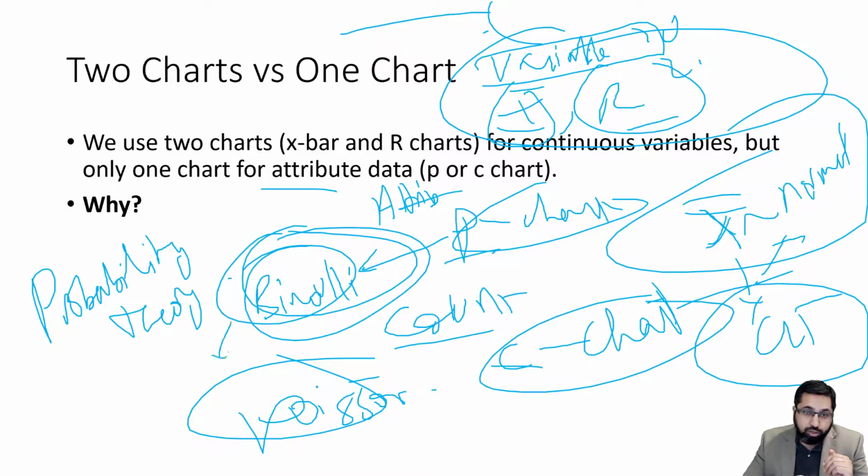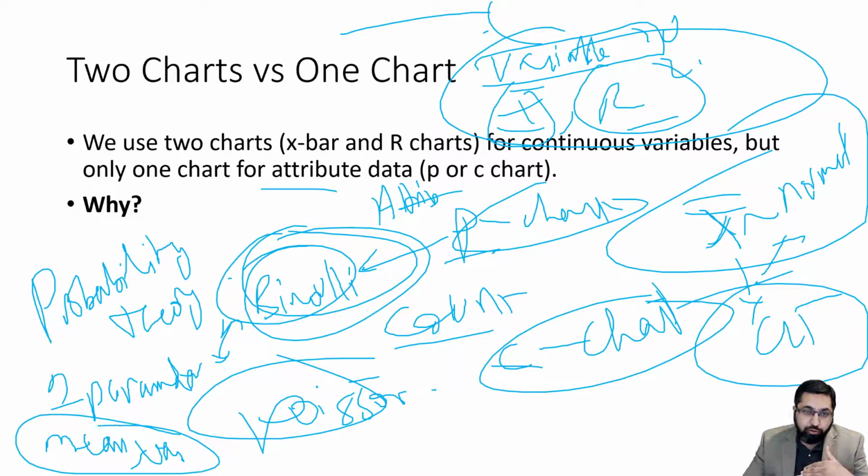So binomial and Poisson distributions are called one parameter distributions, which means the mean and the variance are related. If you increase the mean, you end up changing the variance. And if you change the variance, you end up changing the mean. And so you only need one chart to track them, because if you go out of control on a P chart or a C chart, you're out of control on both a mean and variance basis. Both of them move together. Mean and variance are related, they cannot move independently.